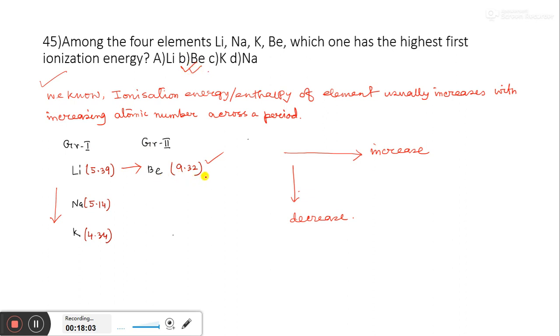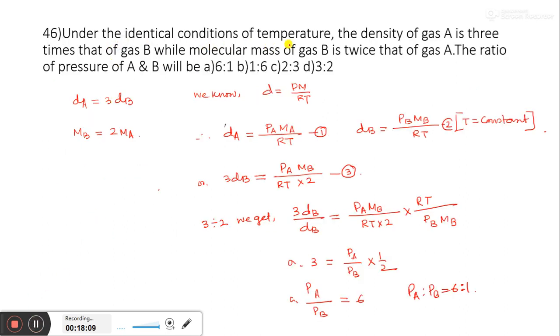The next question of the NTSE 2020 exam: under identical conditions of temperature, the density of gas A is three times that of gas B, while the molecular mass of B is twice that of A. The ratio of the pressures of A and B will be: 6:1, 1:6, 2:3, or 3:2. According to the question, the density of A is thrice the density of B, that is, dA equals 3 dB. And the molecular mass of B is twice that of A, that is, Mb is twice Ma.